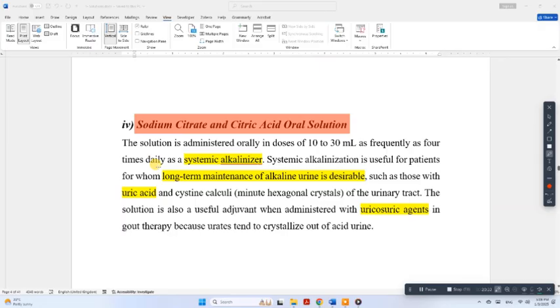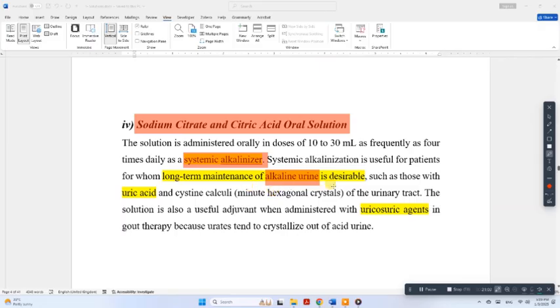Why are we using sodium citrate? We are using it as a systemic alkalinizer. Do you want to make the blood alkaline? Actually, the aim is to make the urine alkaline. If sodium citrate is absorbed into the blood, this will cause the urine to become alkaline because the blood goes to the kidneys, and from the kidneys, sodium and sodium citrate will be excreted. So, the urine will be more alkaline. When is it desirable to have more alkaline urine?